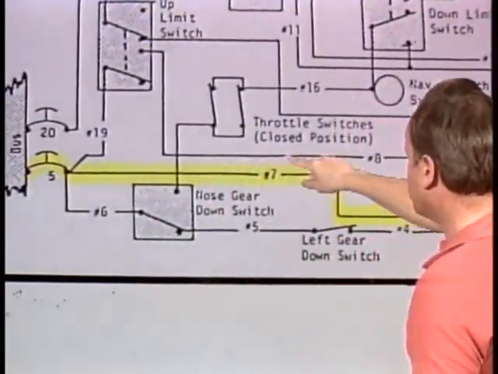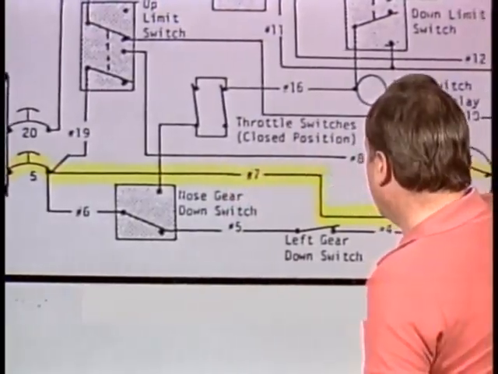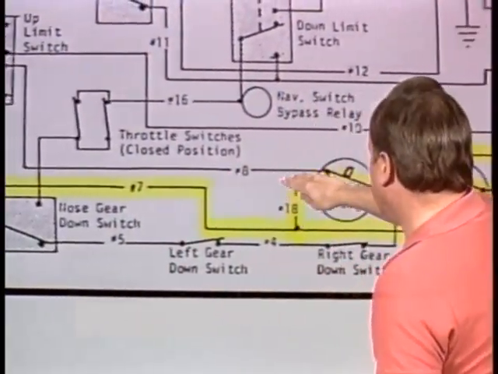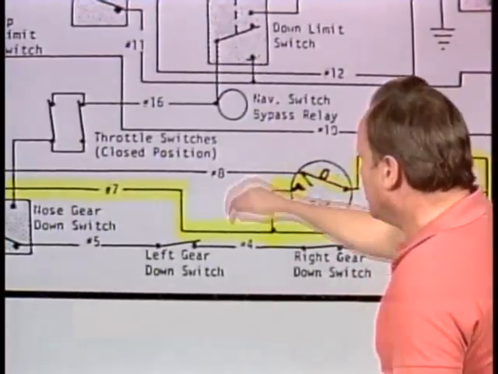Wire 8 is the normal source for providing those lights as a warning. So wire 8 would be the warning power source for those lights, but wire 7 is the push-to-test power source for those lights. And that is a simple one.